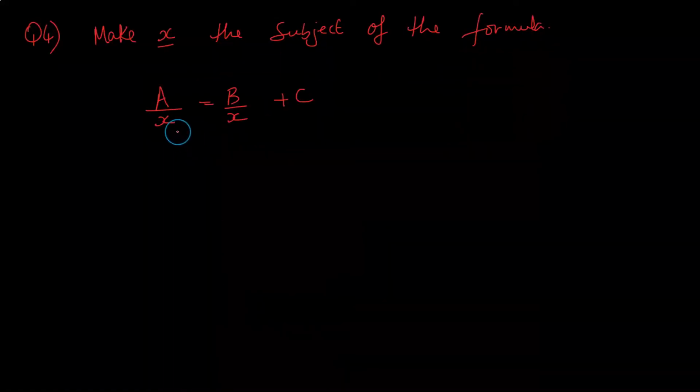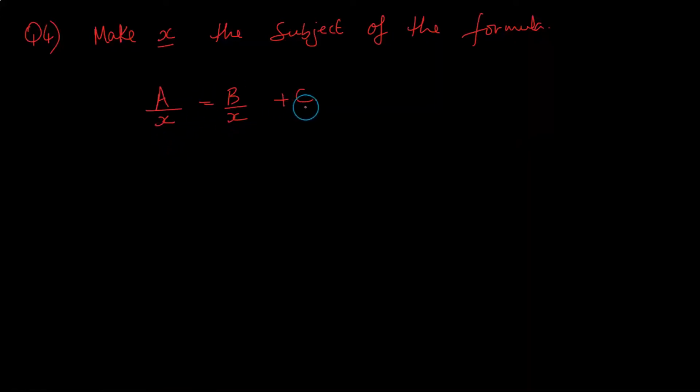Question 4, make x the subject of the formula. So I've got a over x equals b over x plus c. Well, what you want to do is have everything that has x on one side. So we're going to subtract b over x on both sides. Okay, so now I have a over x minus b over x equals c.